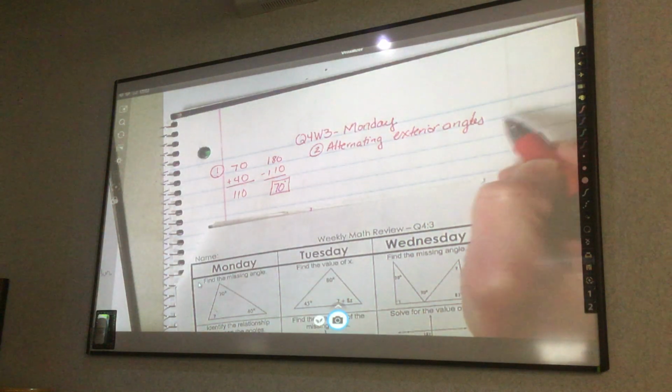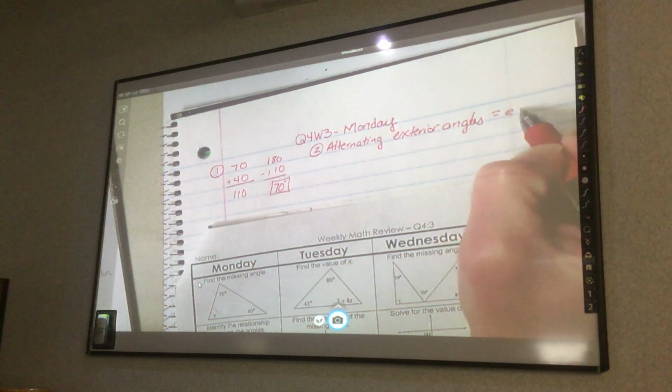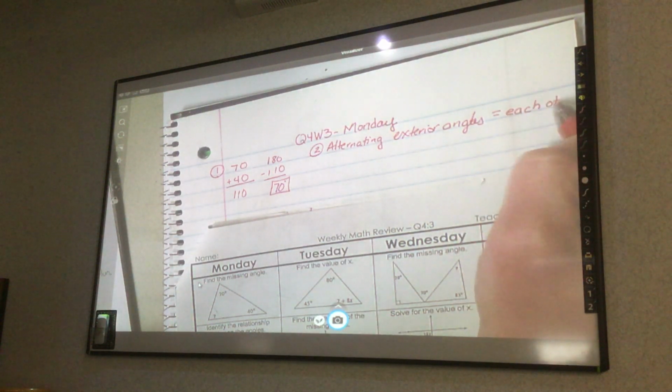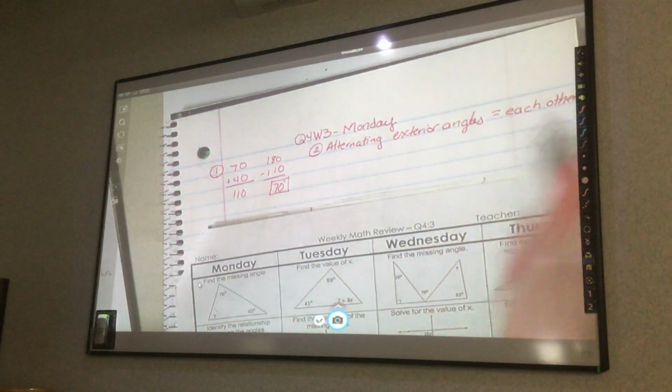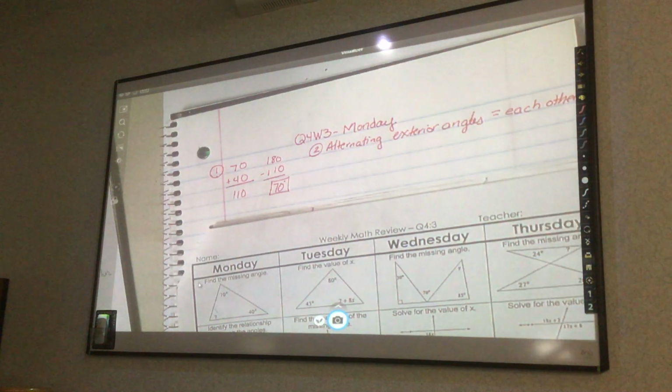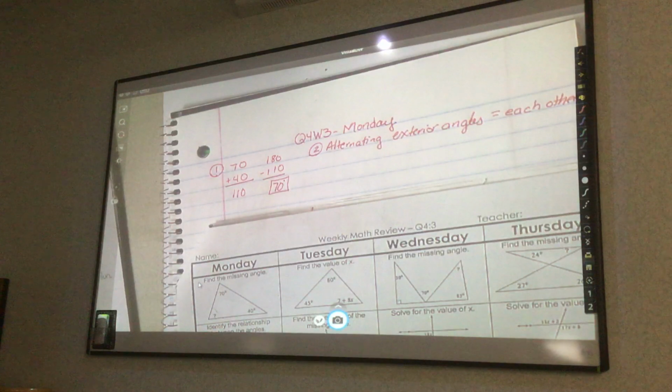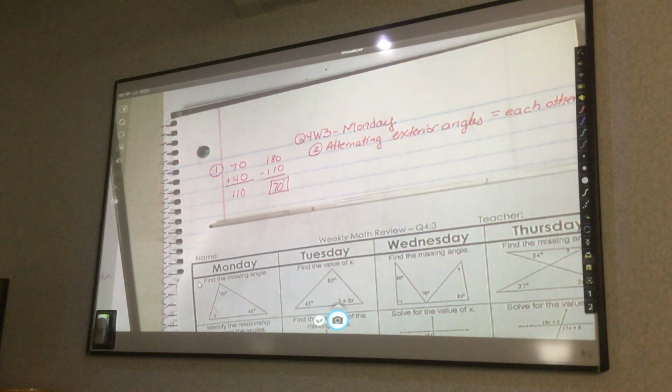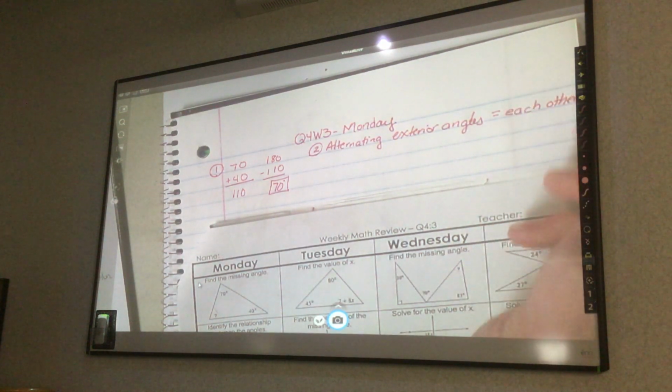And what happens when we have alternating exterior angles? They equal each other. How many of you got all of that? You have to have all of it. If you don't, how many of you just have alternating exterior angles? Okay, get that they equal each other also on there, okay?